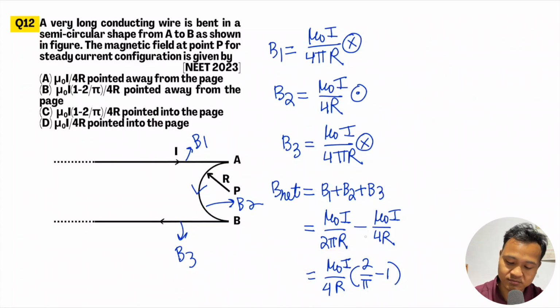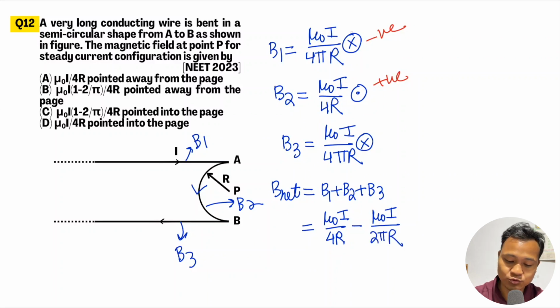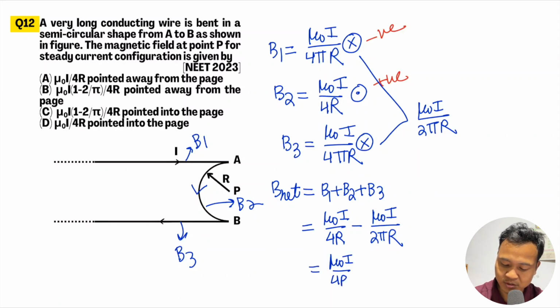Alright, if you are confused, you can just do it like this. You take outward as positive and inward as negative. So that means you'll have mu naught I by 4R, so minus mu naught into I by 2 pi R. So you can just add them. Here you take mu naught I by 4R common. So remaining will be 1 minus 2 by pi. Overall is outwards.